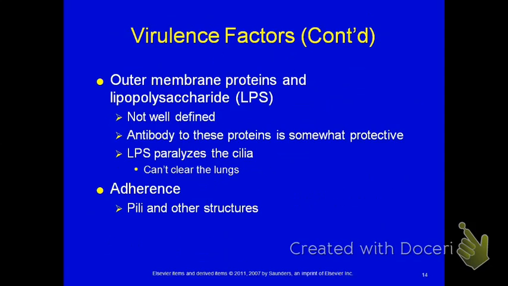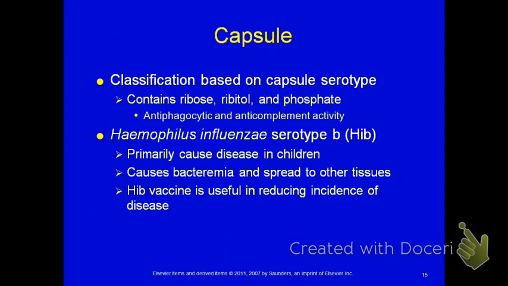I told you a while ago that the capsule is the one that can prevent phagocytosis. It's also anti-complementary, which means that it's against complement, and complement is actually needed in order to cause lysis of the bacteria. Primarily, it contains ribose, ribitol, and phosphate. As I told you before, the type B vaccine targets the capsule, which is one of the most important since it primarily causes disease in children. It is capable of causing bacteremia and could spread to other tissues. That's the reason why the HIB vaccine is useful in reducing the incidence of the disease.